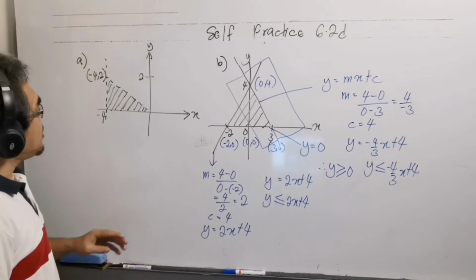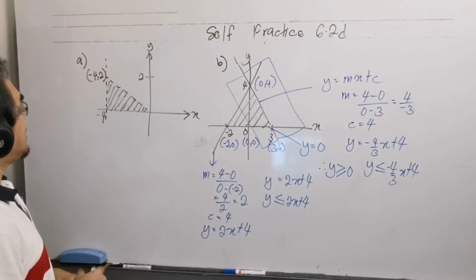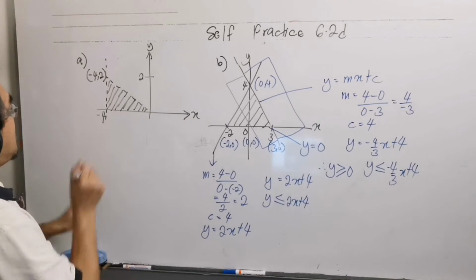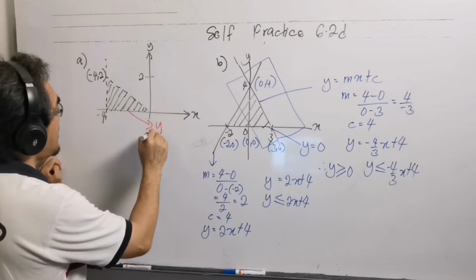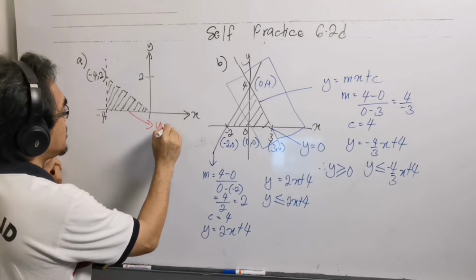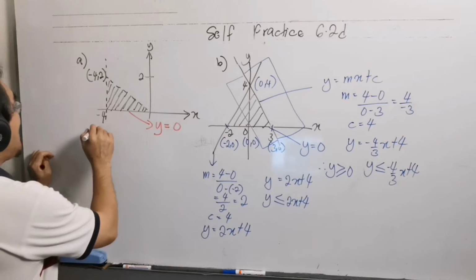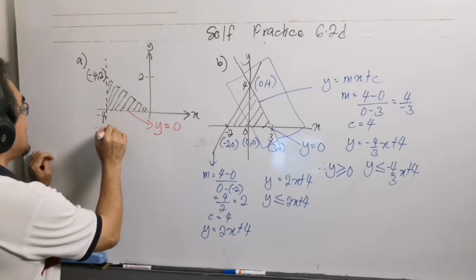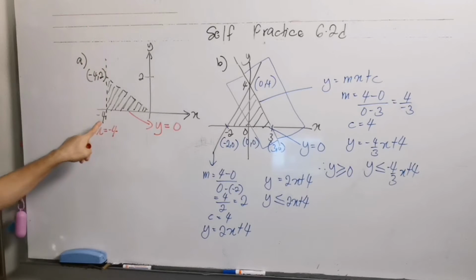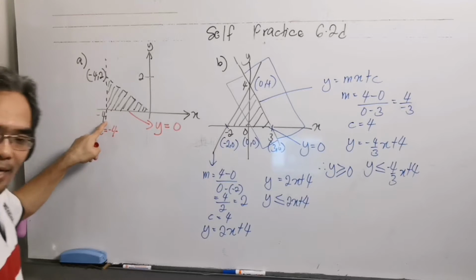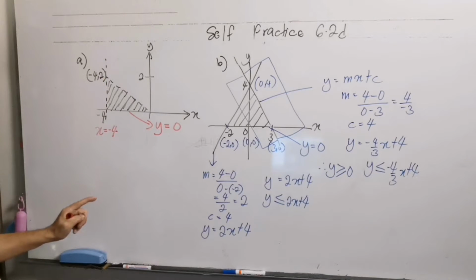Okay, for 2a, you have to create the three inequalities, the three equations first. So this line is y equals 0. This line is x equals -4. Why is it called x equals -4? As you can see, the x here is -4 and the x here is -4.